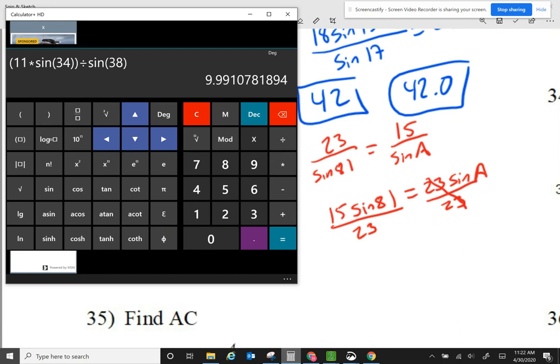So let's take a look. Okay, so let's find out what that fraction is. Let me clear all this.